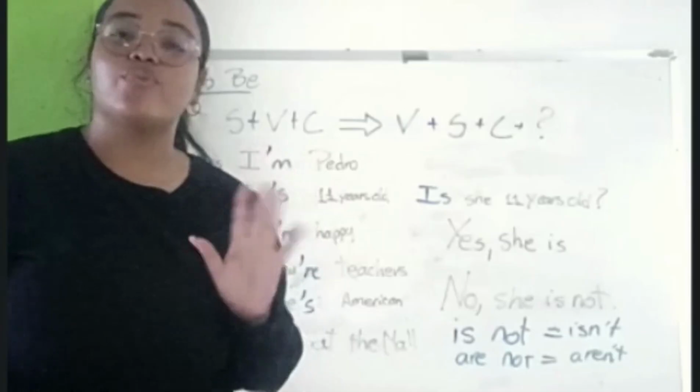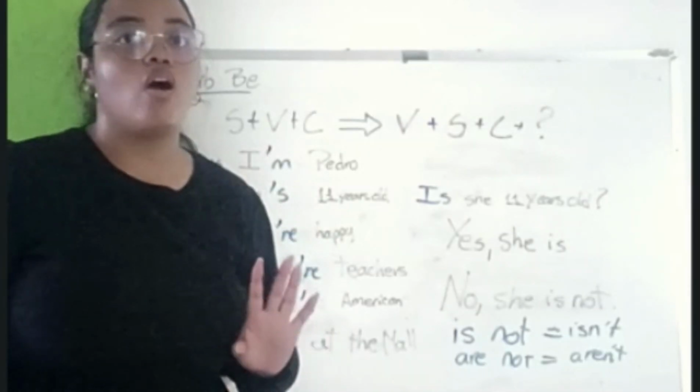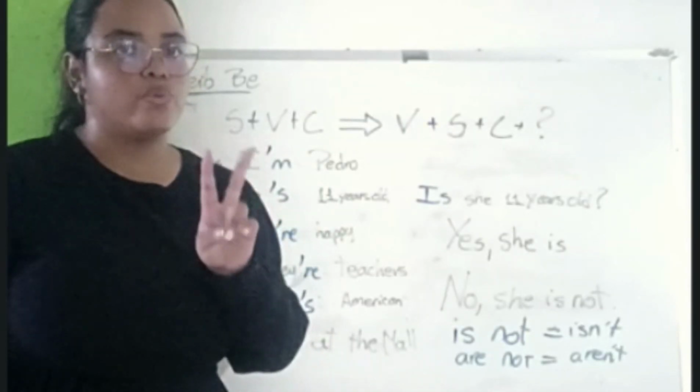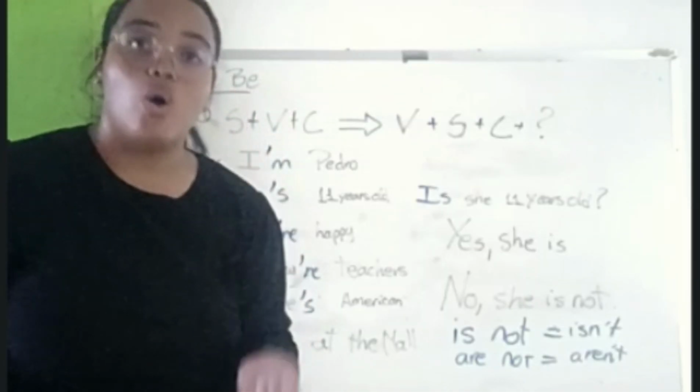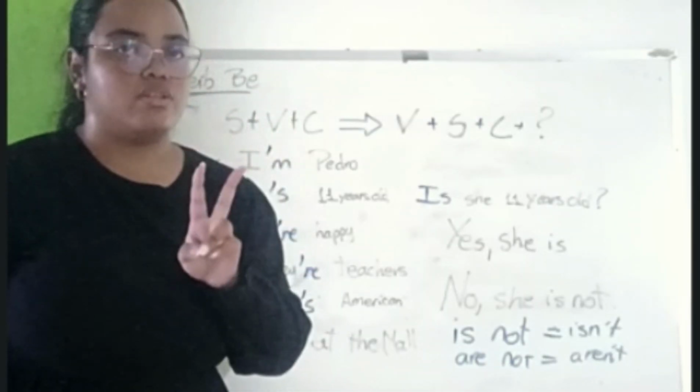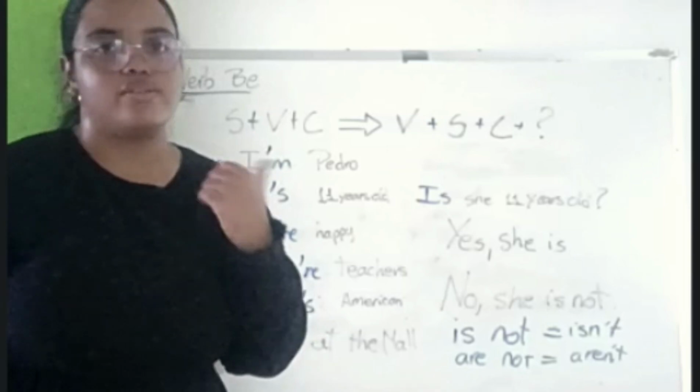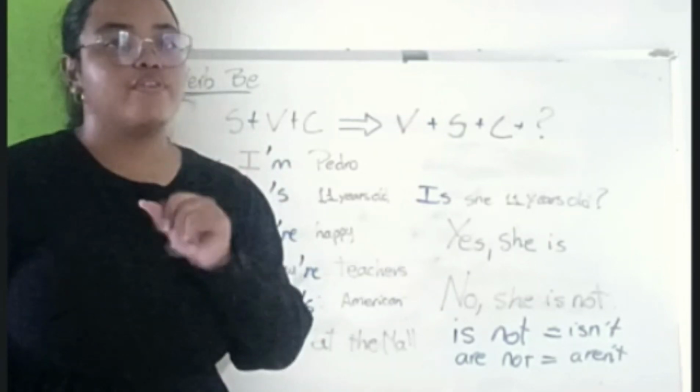But it's really important to know that we can only contract two words, and these two words need to be the subject and the verb, or the verb and the negation. Not three of them, not the subject with the negation. You just have to follow the rules.